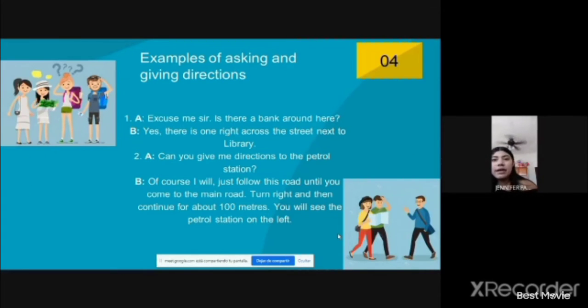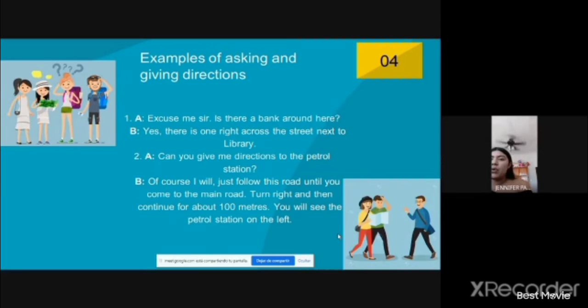So as we already saw the formulas and also the phrases, I have here some examples of asking and giving directions. So these are short conversations. They are very short. So for example, we have in A, excuse me, sir, is there a bank around here? B, yes, there is one right across the street next to the library.